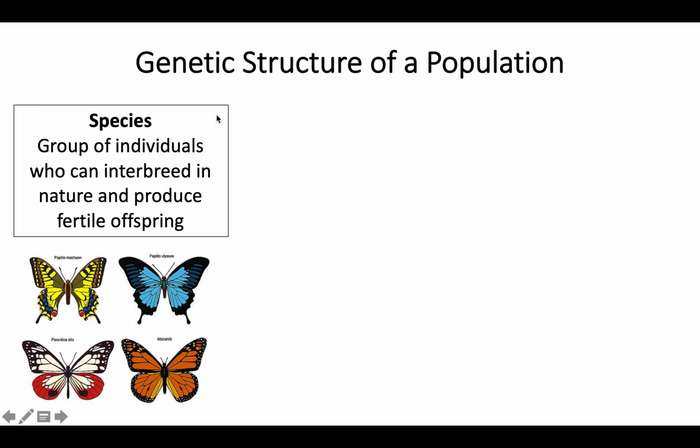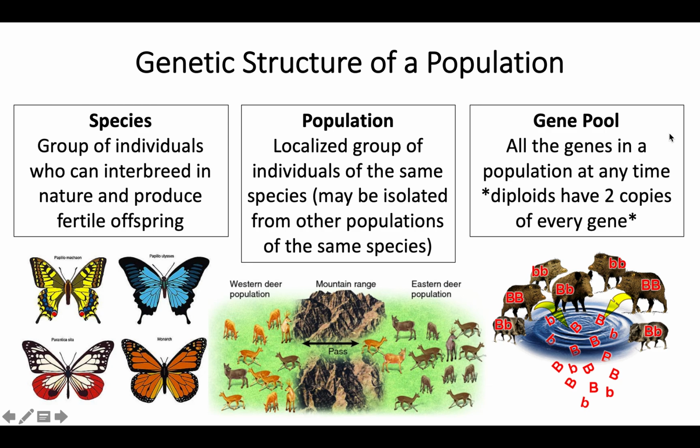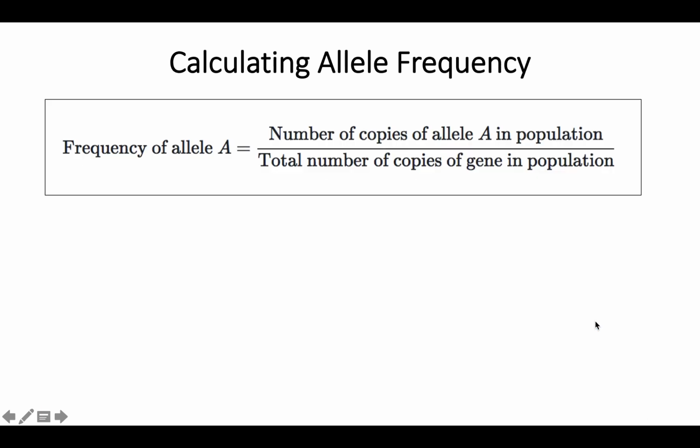So you have to know a species is a group of individuals interbreeding in nature for fertile offspring. Populations are localized groups of these same species, and a gene pool is all of the genes in a population at any given time. Reminder, diploid organisms all have 2 copies of every gene. The gene pool, you're just throwing all those into the pool.